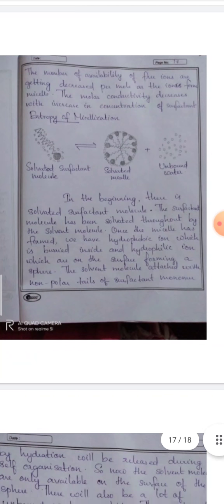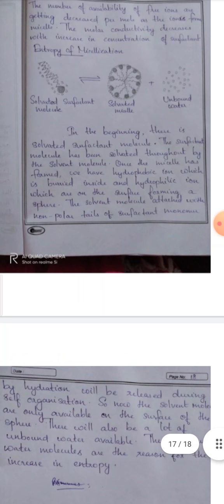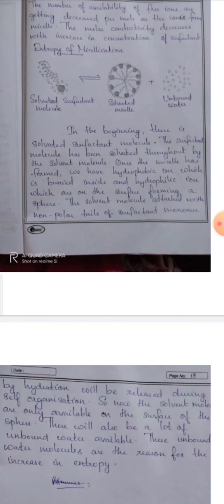The solvent molecules attached to the nonpolar tail of the surfactant monomer by hydration will be released during the self-organization. So now the solvent molecules are only available on the surface of the sphere. There will also be a lot of unbound water available. These unbound water molecules are the reason for the increase in entropy.